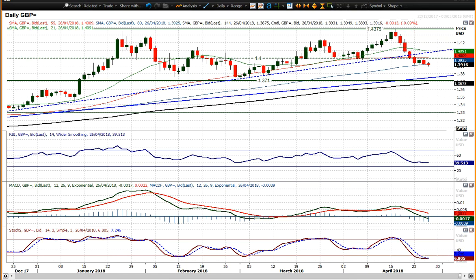on cable at least, and it looks like the pressure is building in this correction. A move back towards 37.10 looks likely, I think, increasingly.